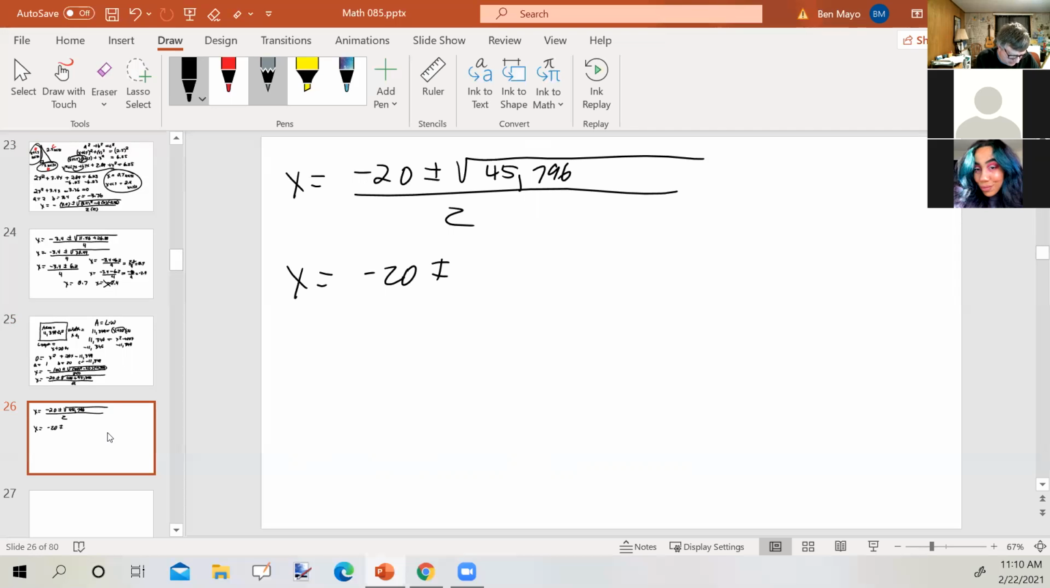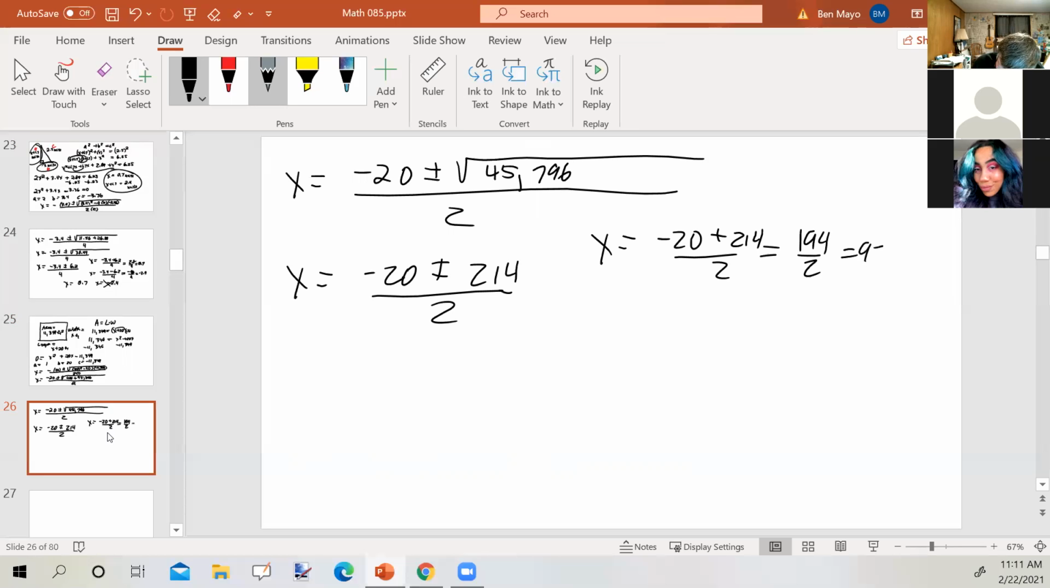And let's see, if we take the square root of that, we get 214 all over 2. So then we've got x equals negative 20 plus 214 over 2, which is 194 over 2, which is 97, or x is negative 20 minus 214 over 2, which is negative 234 over 2.